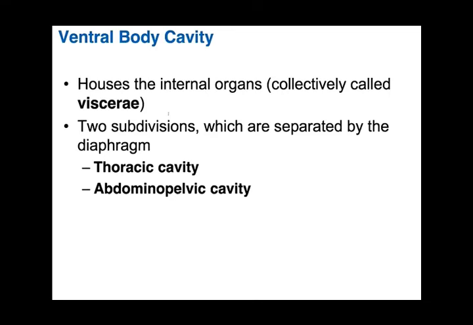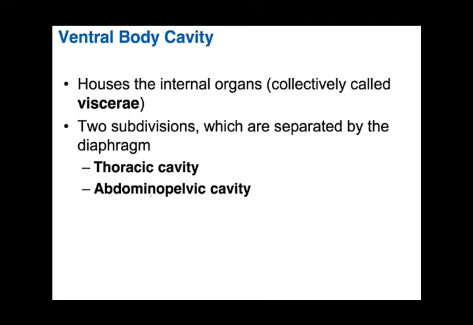Viscera is nothing but the collective organs lying in a particular body cavity. So here we are talking about the ventral body cavity. The ventral body cavity has two further subdivisions separated by the diaphragm. So it may be clearly said that above the diaphragm and below the diaphragm, two subdivisions are made. The cavity above the diaphragm is called the thoracic cavity, and the one below the diaphragm is called the abdominopelvic cavity.